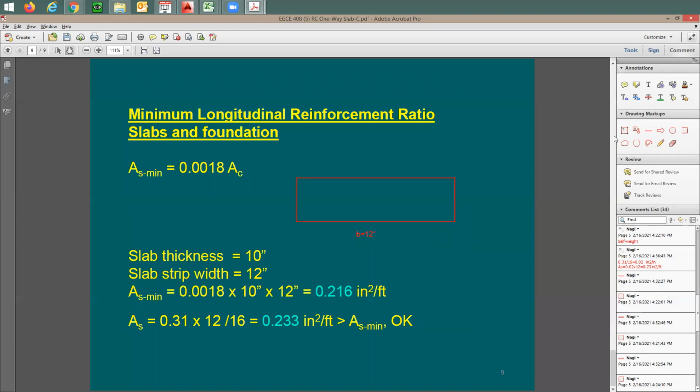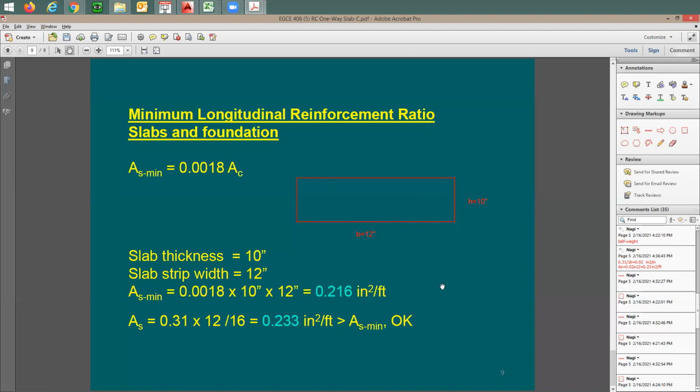How about the total depth? Say h equals 10 inches. Okay. Slab thickness, strip width. What's the minimum cross-section area? It's going to be 0.0018 of this cross-section area. So take 10 times 12 multiplied by 0.0018, you end up with 0.216 square inches per foot. Why per foot? Because this was calculated for a strip of a foot.